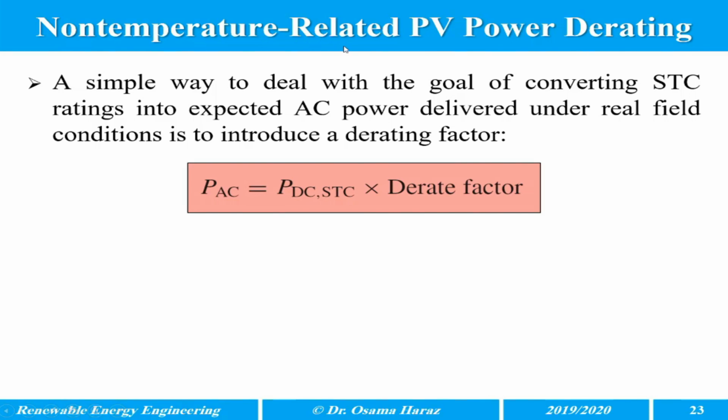How to calculate the non-temperature related PV power rating? A simple way to deal with the goal of converting the STC rating into the expected AC power delivered under real field conditions is to introduce a derating factor. So the AC power generated by the PV equals the DC power at STC conditions multiplied by the derate factor. So now the question is, what is the value of this derate factor?